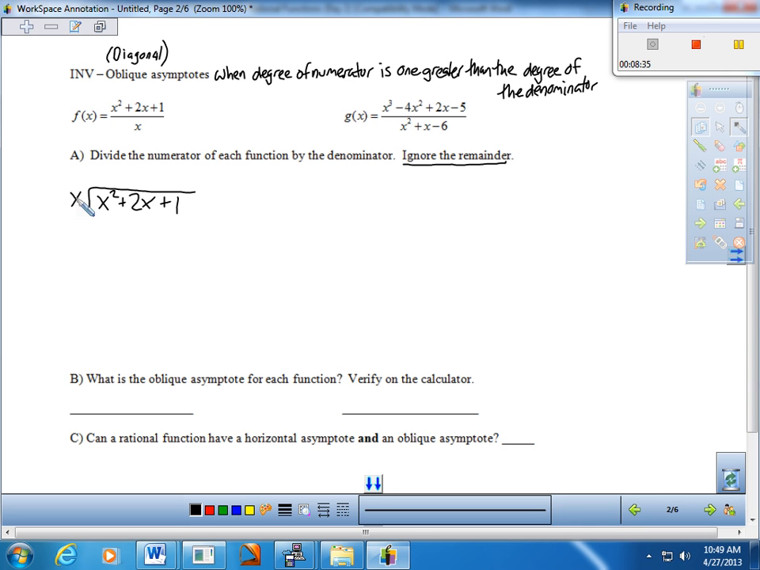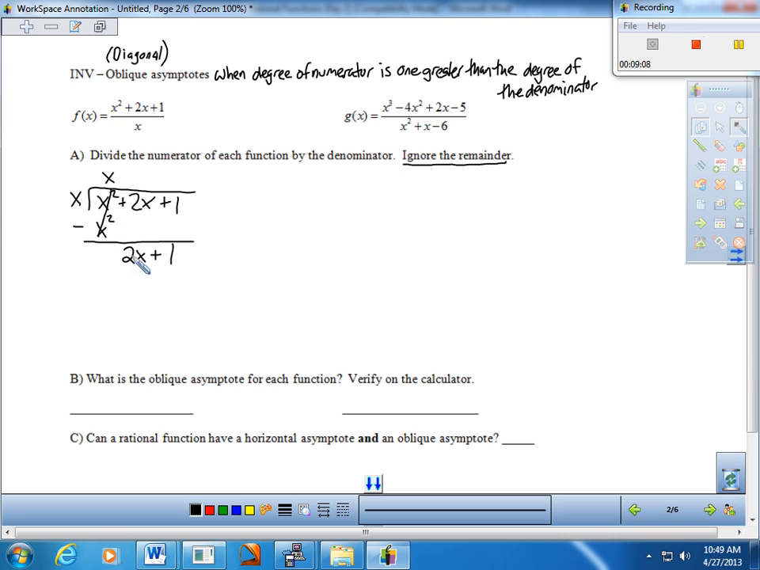So first and foremost, I would ask myself, how many times does x go into x squared? And it should be x there, of course. And then we bring that down, and I say x times x is x squared. That looks great. Subtraction out in front. And so when I subtract, these are going to cancel, and I bring these down. 2x minus 0 is 2x. 1 minus 0 is 1. That looks great. And then, of course, I repeat.